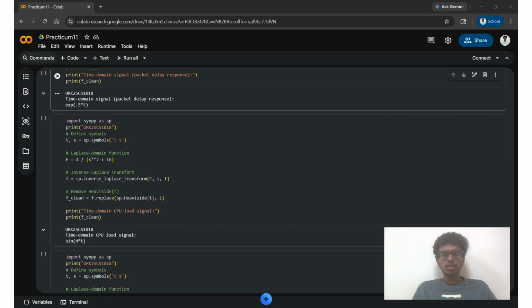In the Python code, the same steps are followed: defining symbols, writing the function, and applying the inverse Laplace transform. The result is a sine wave which shows that CPU load increases and decreases periodically, reflecting real world fluctuations in processing demand.